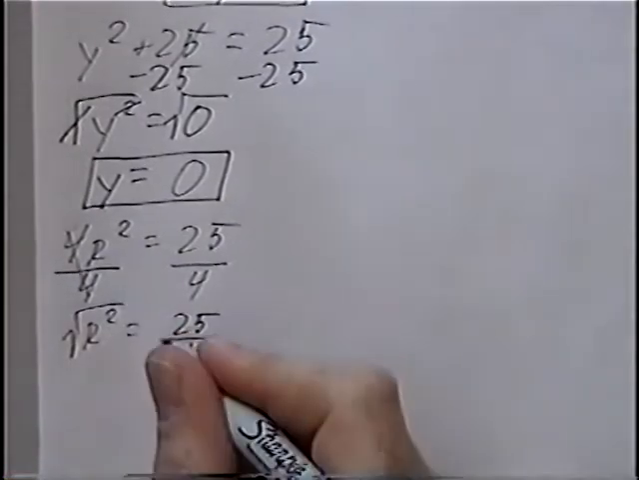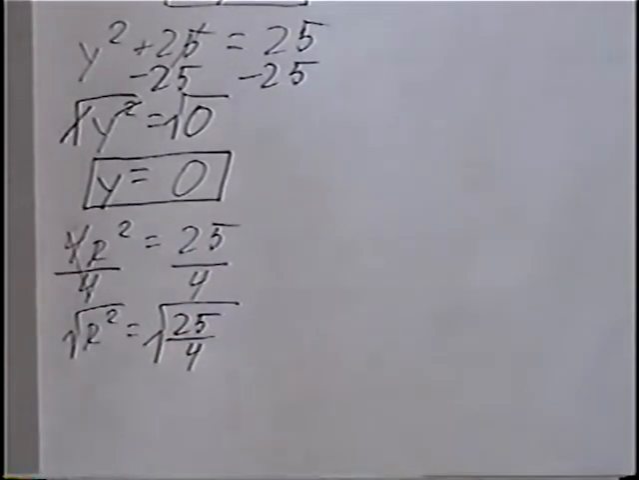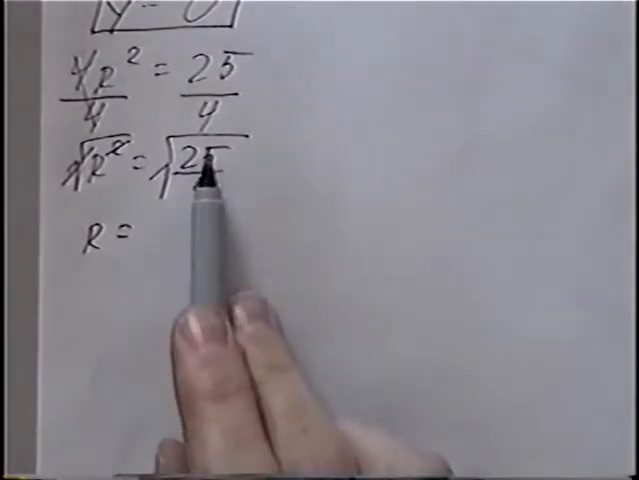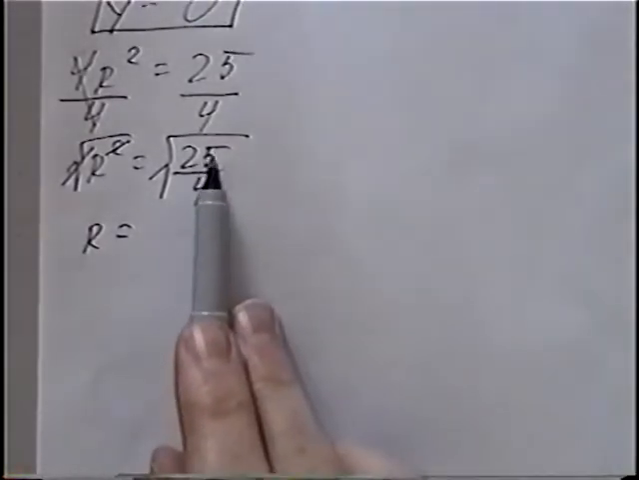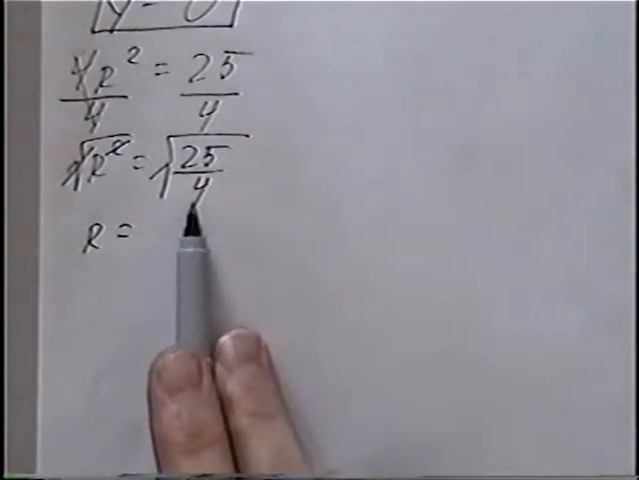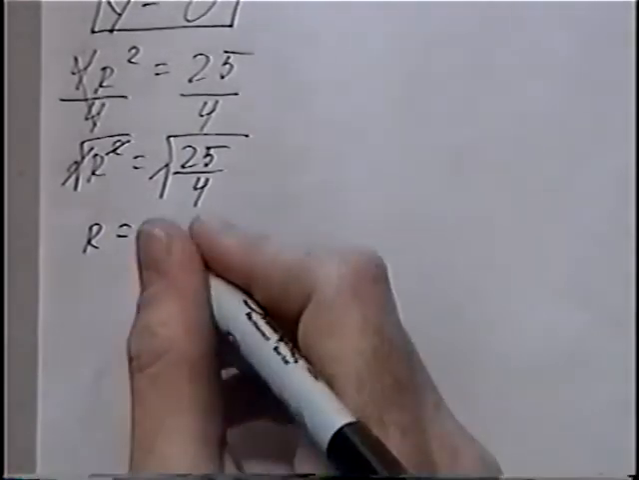Again, take the square root of both sides. The radical and the exponent cancel, so r equals. From the previous chapter, when we have a fraction, we can split this up and take the square root of the top number and the square root of the bottom number. Square root of 25 would be 5, and the square root of 4 would be 2.